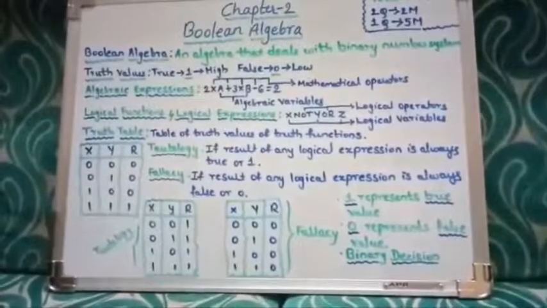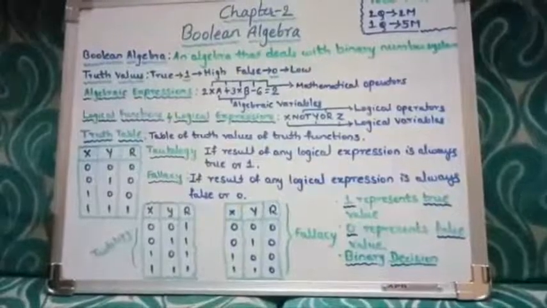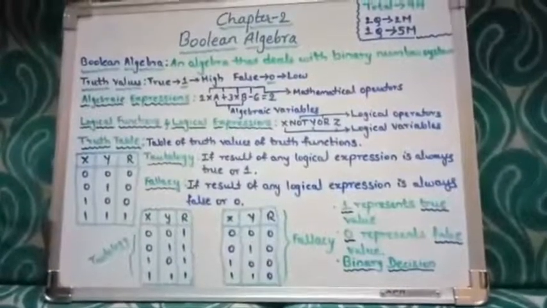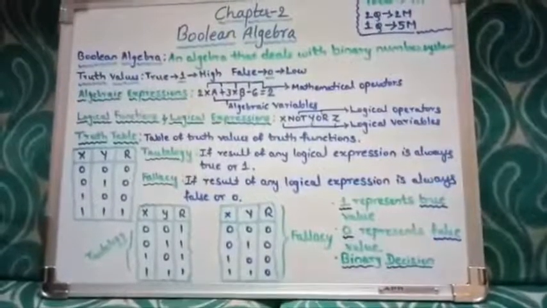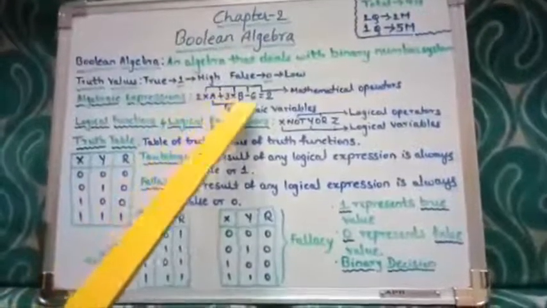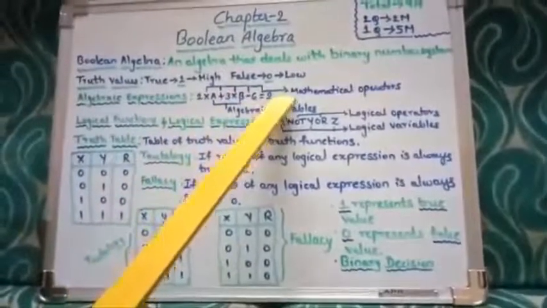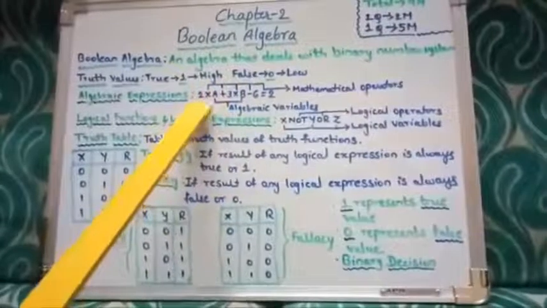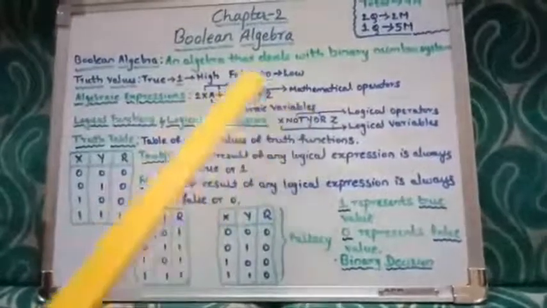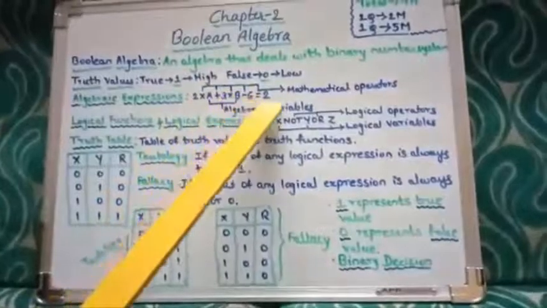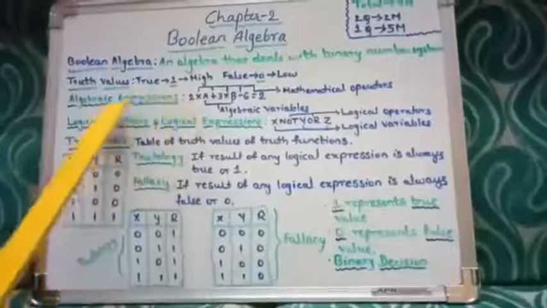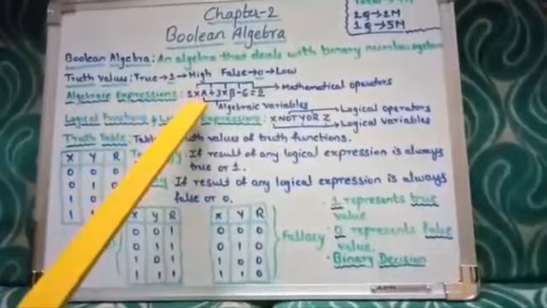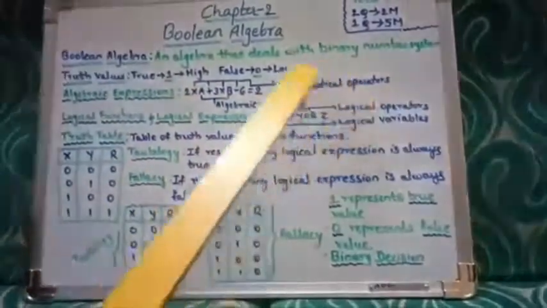Algebraic variables like a, b, c or x, y, z are combined with the help of mathematical operations like plus, minus, into, divided by to form an algebraic expression. For example, 2 into a plus 3 into b minus 6 is equal to 2. This is one algebraic expression. Here a, b are the algebraic variables, and into, plus, into, minus, equal to are the mathematical operators. By seeing this, we can define algebraic expression as the combination of algebraic variables and mathematical operators.